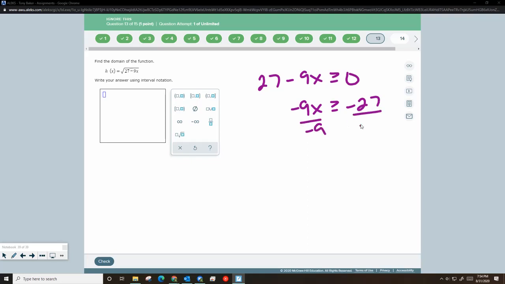Divide by negative 9. There's a reason I'm showing you that, because when you divide or multiply by a negative, this inequality sign switches direction. And that's very important. Do not forget to do that. Otherwise, you're going to get the wrong answer. So remember, multiply or divide by a negative, the inequality sign switches. So this problem is negative infinity to 3 with the bracket.